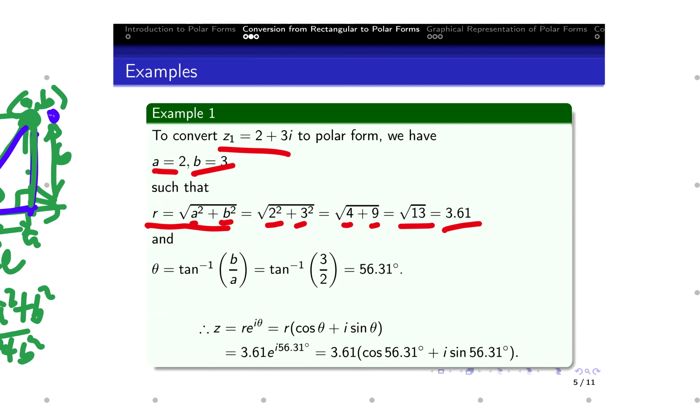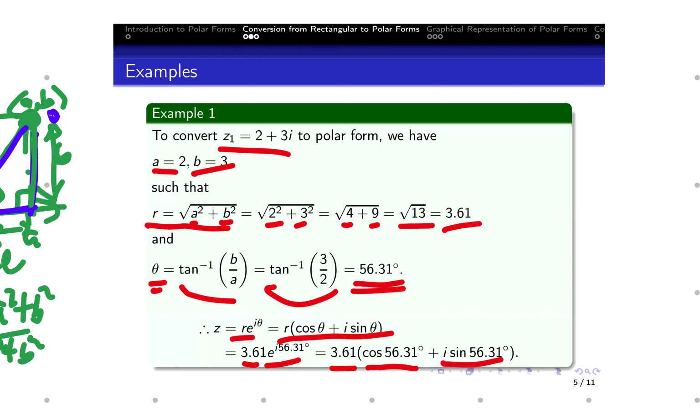And to get the argument or the angle, that's arctan of B over A. So that's arctan of 3 over 2, and in degrees, that is 56.31. Then all you need to do now is to put it in this form, R e^(i theta). So R is 3.61, e raised to the power i, theta is 56.31 degrees. And then you can also put it in this form, which is exactly the same as this. So here now, you have that as 3.61 cos 56.31 degrees plus i sine 56.31 degrees. So that's the easy way to go.